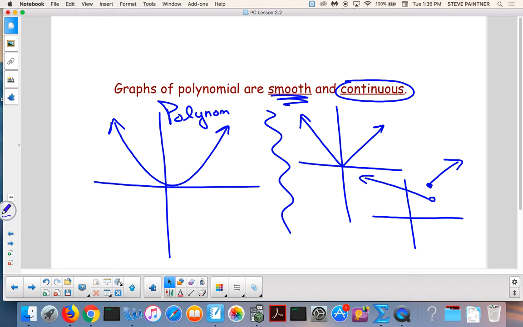Do you remember what those are called? Those are called piecewise. Is it a polynomial? Why not? It's not continuous for one thing, and it's not smooth. Okay. So basically, this is a polynomial. This is not a polynomial.